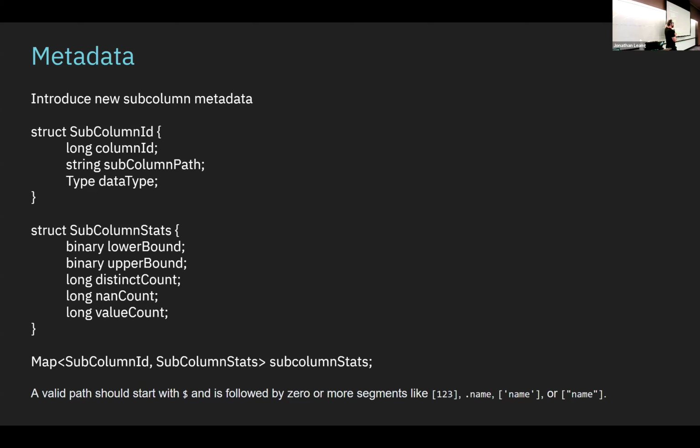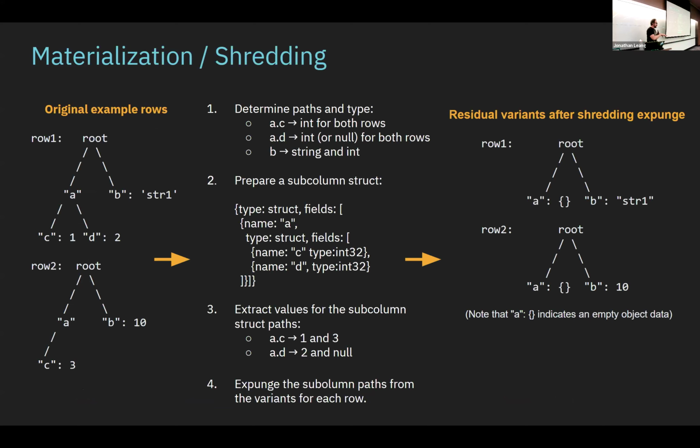So you've got lower bounds and upper bounds and distincts, et cetera. This will be a follow-on proposal to Iceberg, and it will actually show up in the Iceberg metadata itself, the Iceberg spec itself. Then part 3 will be the materialization, or as they call it in Spark, which I actually kind of like the name, shredding.